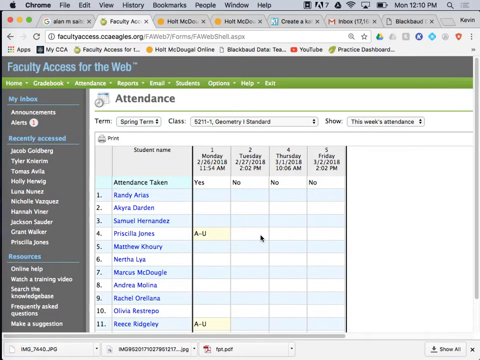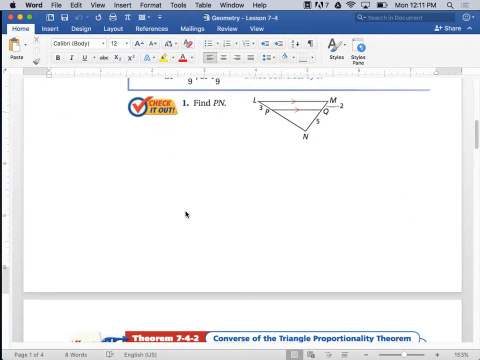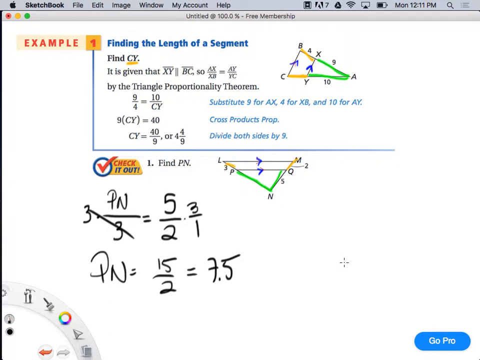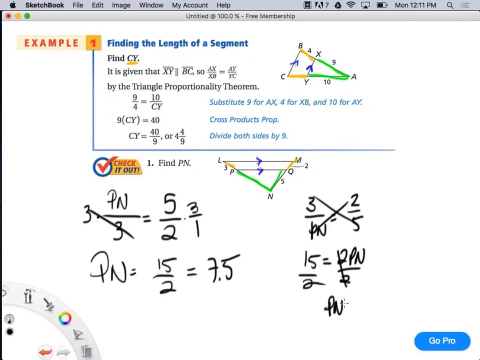So that's that one. How did you get this down from 5? 15 divided by 2. The way that you have it is different. If you did 3 over Pn equals 2 over 5, that was correct, but you then have to cross multiply. 3 times 5 is 15 equals 2 times Pn, and then you divide by 2 and you get the same answer. Pn equals 15 over 2, or 7.5. So either way you'd get the same answer.